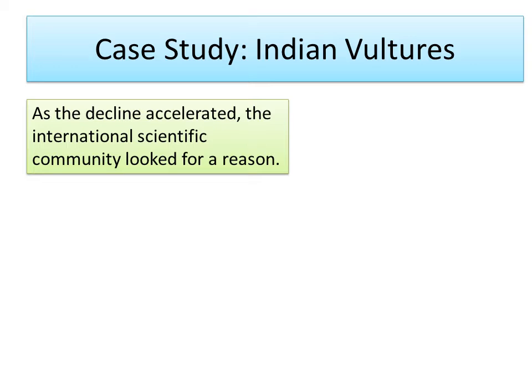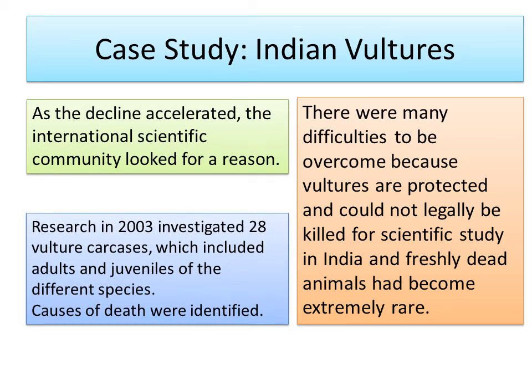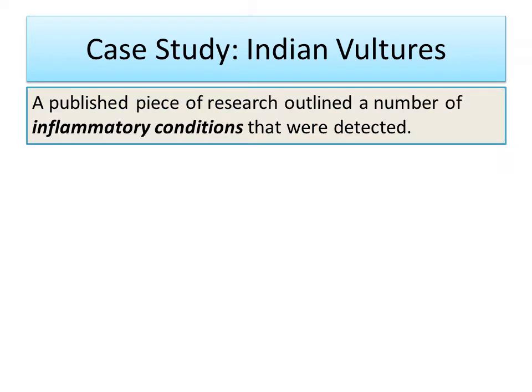So the scientific community felt it was really important to find out what was going on and started to do some research. One of the problems they had was that the vulture population is protected and they couldn't be killed so that they could be studied. So the only way they could do the study was to find some freshly dead animals so that they could investigate their cause of death. In 2003 they found 28 vulture carcasses, which included a range of adults and juveniles of all the species that they were concerned about, and they tried to work out their causes of death.